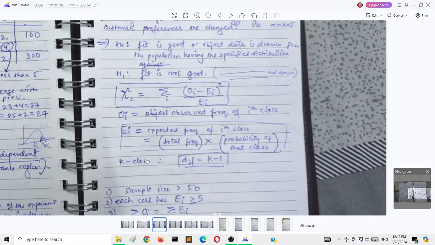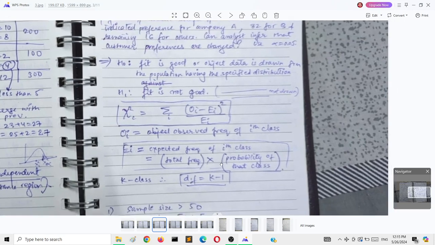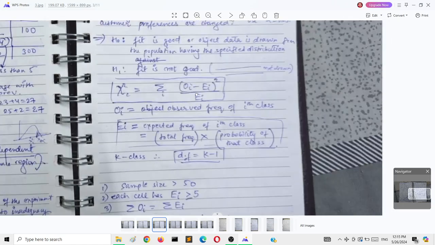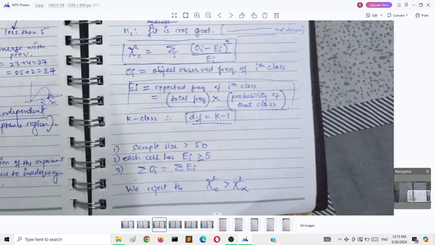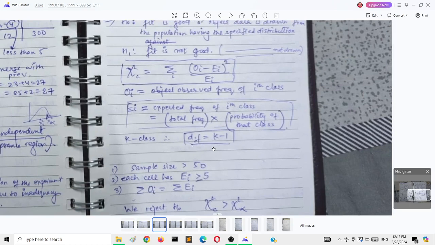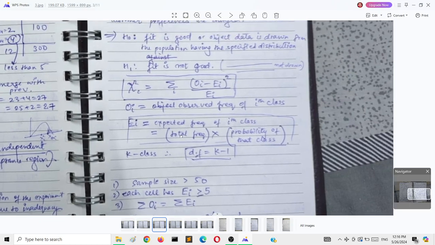And if there are k classes, then the degree of freedom will be k minus 1, right? Here we don't have cells; we only want to calculate for the particular classes, and whether a particular class fits or not. In the previous scenario it was rows and columns, but here in the good fit test it is k minus 1, and the expected frequency Ei is the total frequency of your data multiplied by the probability of that particular class.